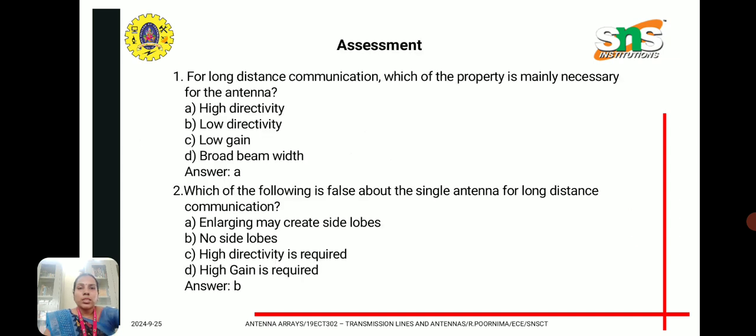So let's take the assessment. For long distance communication, which property is mainly necessary for the antenna? The answer is high directivity. And which of the following is false about the single antenna for long distance communication? The answer is no side lobes.